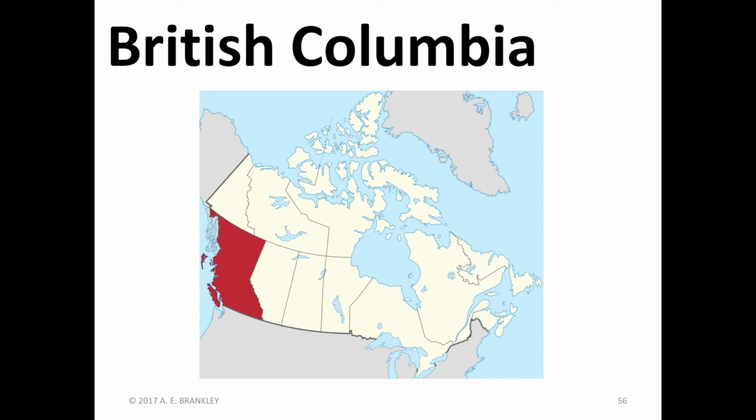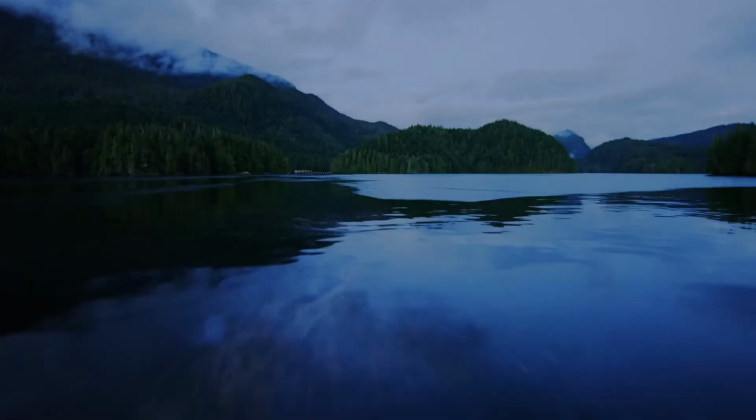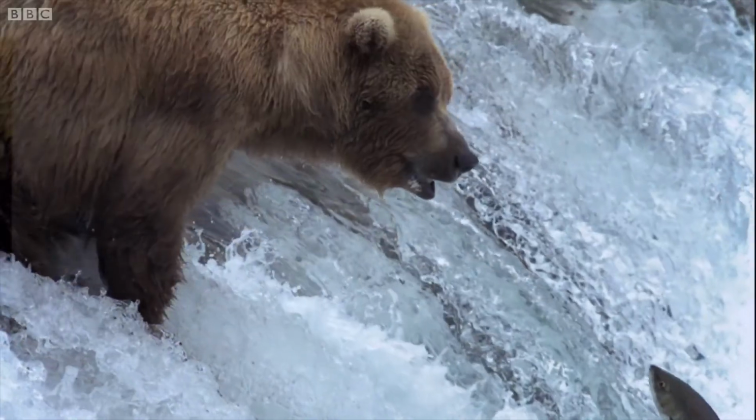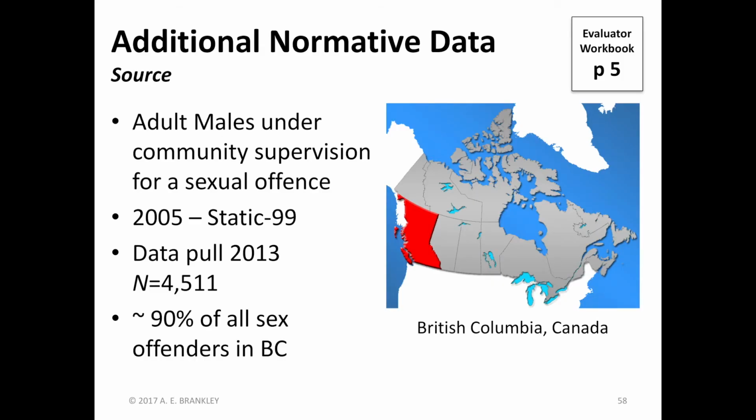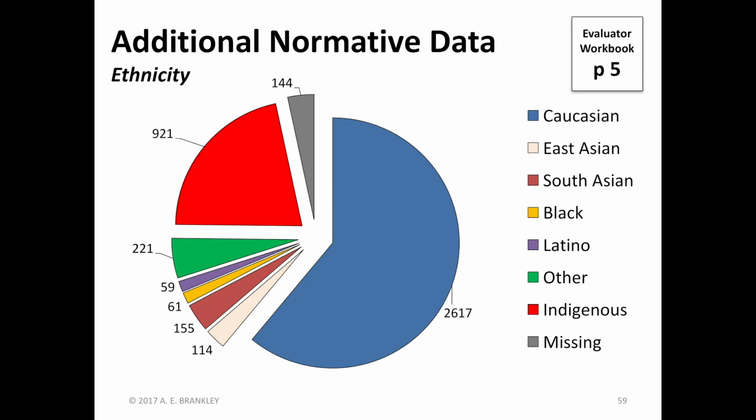If you can't quite picture BC, it is famous for its clear blue lakes, grizzly bears, and sci-fi and horror TV shows for teenagers. With the help of Carmen Zabrakis, we collected almost an entire cohort of adult males convicted of sexual offenses from 2005 to 2013. Our sample includes everyone who was supervised in the community by the province and had an index or prior sexual offense. This provided us with a diverse sample.